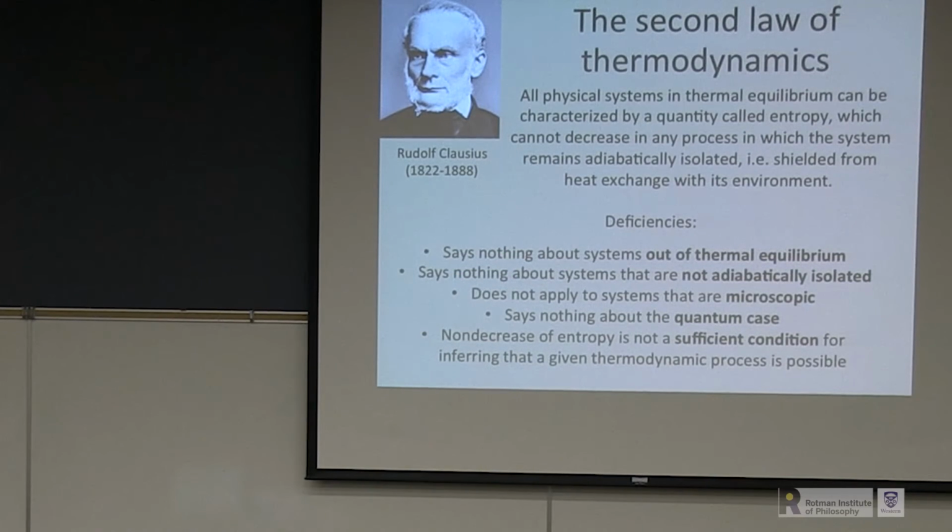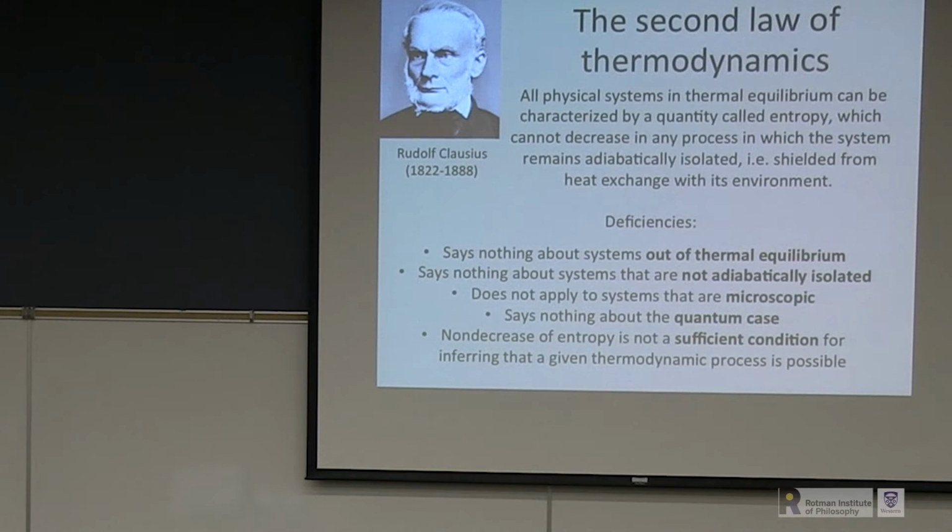It says nothing about systems that are out of thermal equilibrium. So we'd like to know, for example, for two states that are non-equilibrium states, can I make a transition from one to the other? It says nothing about systems that are not adiabatically isolated. Just like in the case of Noether, where we had open system dynamics, I can imagine a system that's coupling to its environment, and I might want to know whether a given state transition is possible in that circumstance. It doesn't apply to systems that are microscopic.